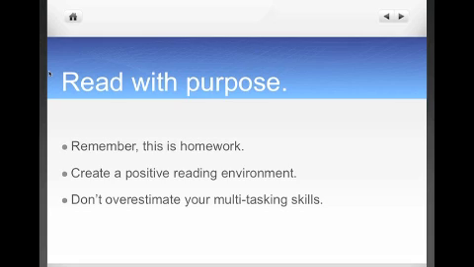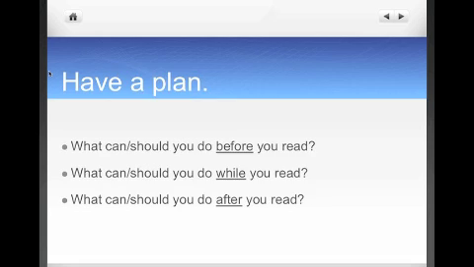Don't have your computer even open. Set it aside. Some people do like to take notes. If you want to take notes, then the only application that should be open on your computer is Microsoft Word or some sort of word processing program. But really try to focus on reading and reading alone.